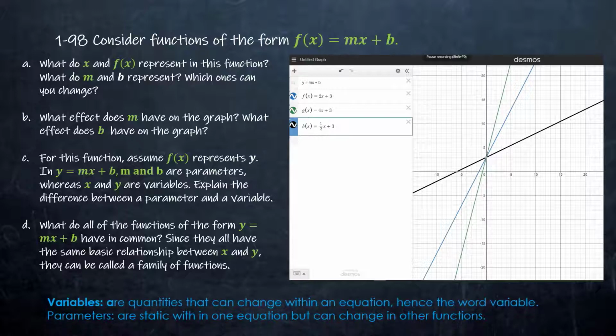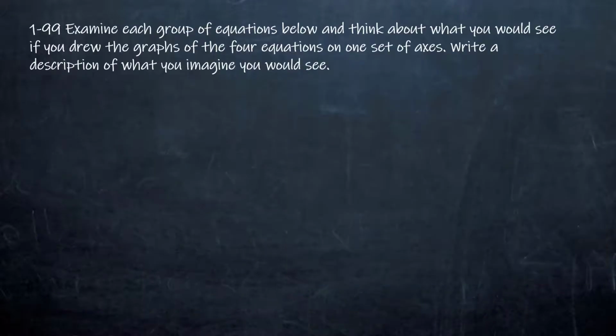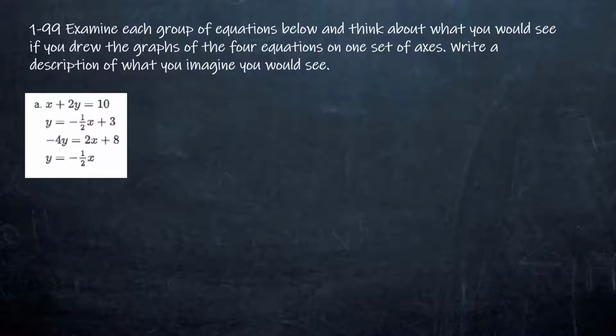So at this point, you can see variables are quantities that can change within an equation, and parameters are static within one equation but can change in other functions as well. All right, let's examine each group of equations below and think about what you would see if you drew the graphs of the 4 equations on one set of axes. Write a description of what you imagine you would see.